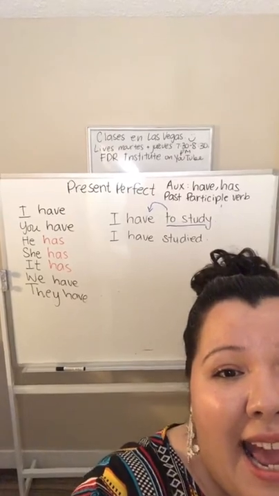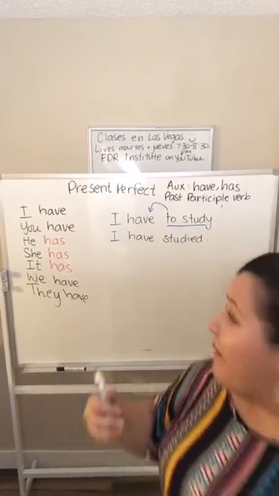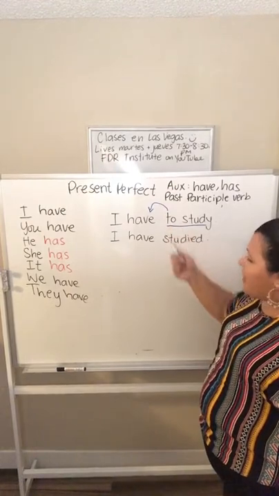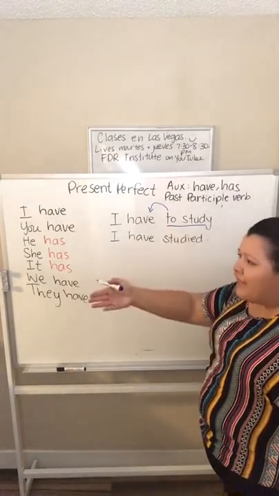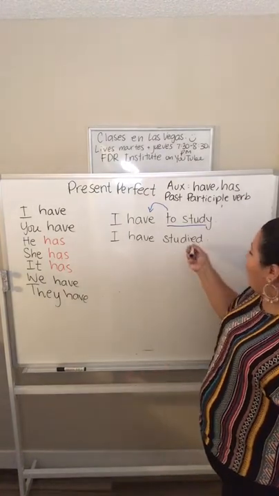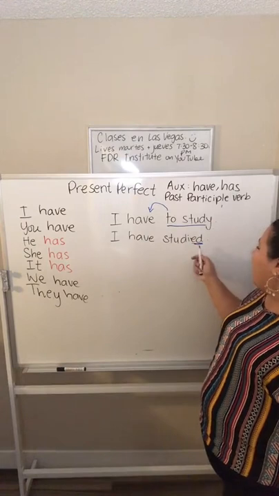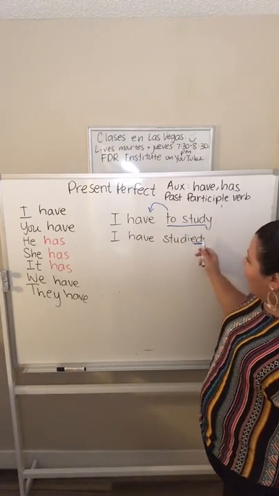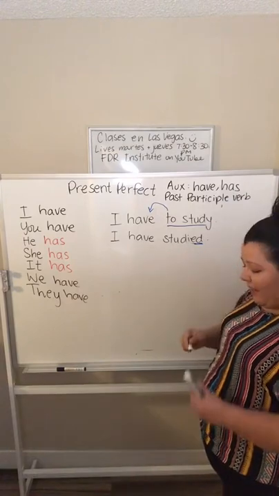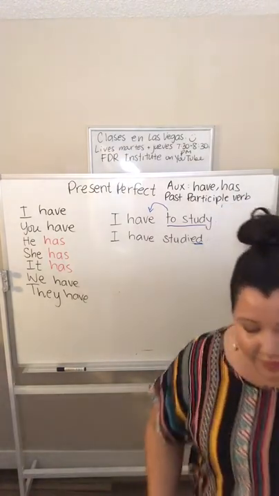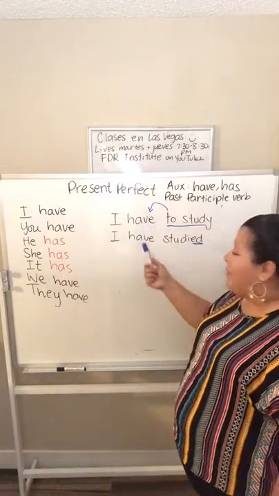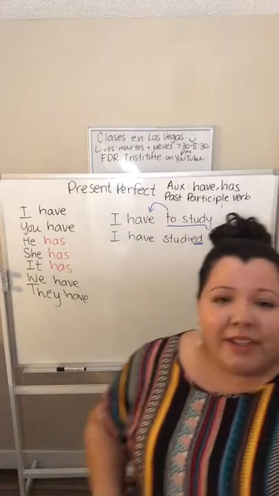Okay? So, I have to study, tengo que estudiar. Siempre que vean I have to, guys, es tengo que. You have to, tienes que. He has to, tiene que. Pero cuando ven I have con un verbo en el pasado participio, aquí bien fácil de notar porque termina con ed, es he estudiado. So, en esta oración, have es un verbo. En esta oración es un verbo auxiliar, es un auxiliary verb.